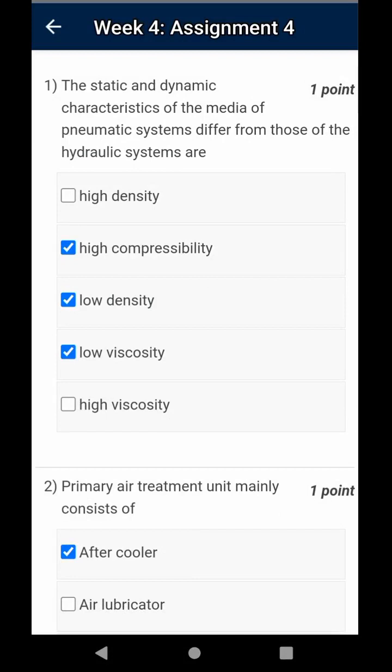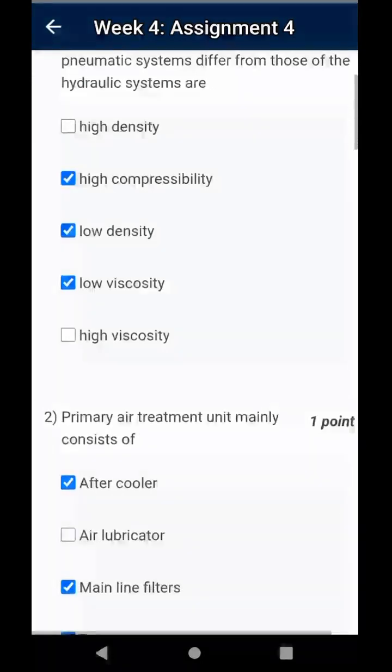The static and dynamic characteristics of the media of a pneumatic system differ from those of the hydraulic systems are. So how do pneumatic systems differ from hydraulic systems? Remember, the hydraulic system always has a high density and high viscosity, so the first option and fifth option are wrong. In the case of a pneumatic system, it has a high compressibility.